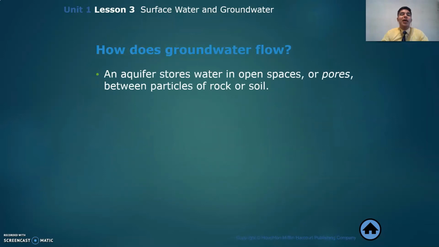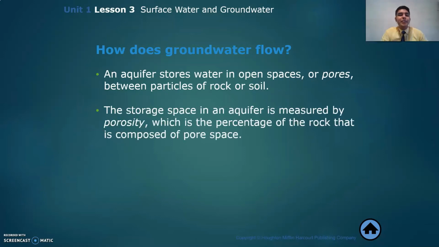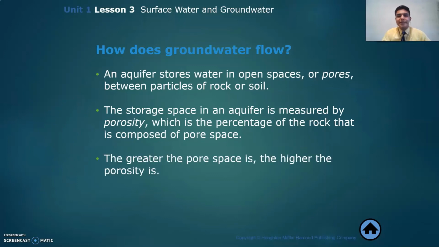An aquifer stores water in open spaces or pores between particles of rock or soil. Just like I was telling you, there are some rocks that have pores, so they allow water to go through them, while there are others that are pretty tight and closed, so water cannot go through them. The storage space in an aquifer is measured by porosity, which is the percentage of the rock that is composed of pore space. Meaning that some rocks have bigger pores than others. So the bigger the pores are, the more water the soil can store. The greater the pore space is, the higher the porosity is.